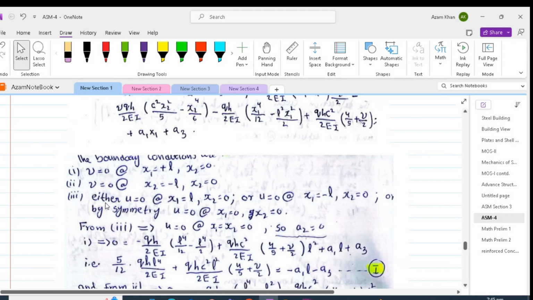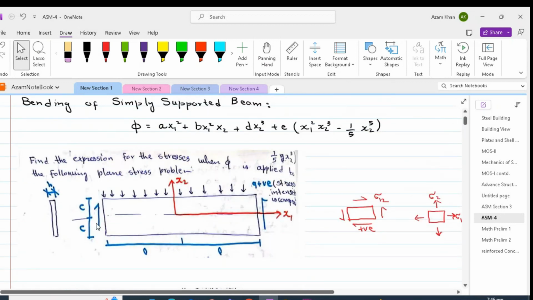After this, we can have a third condition that either u is equal to 0 at x1 equal to L and x2 equal to 0, or u is equal to 0 at x1 equal to −L, x2 equal to 0, or by symmetry, u is equal to 0 at x1 equal to 0 and x2 equal to 0. So in the case of this beam, we have v as the vertical deflection and u as the horizontal displacement. Obviously the neutral axis will stay 0 at the support because these are simple supports.